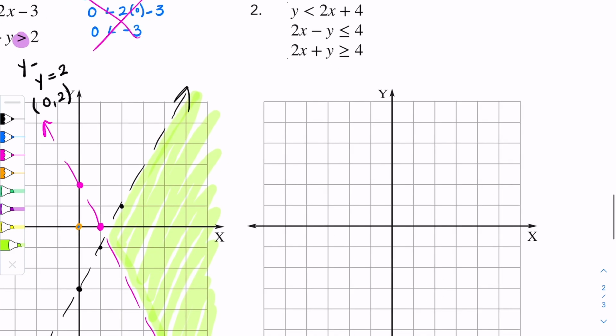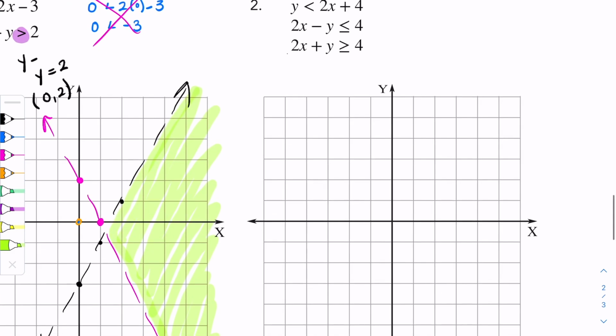All right, for number 2, I'm going to go even faster. I'm not going to talk through graphing the lines. I'm just going to graph them, and then I'll talk through the solution.